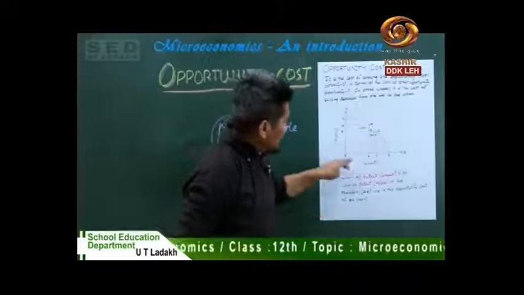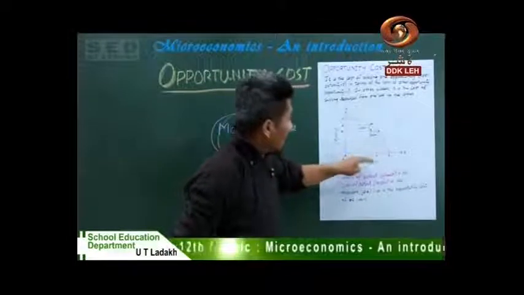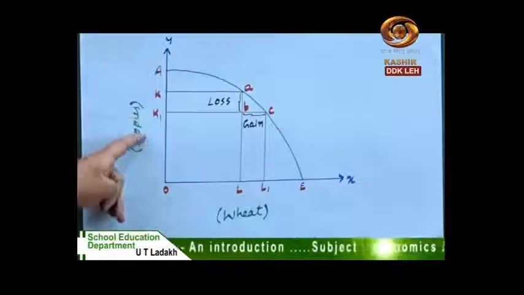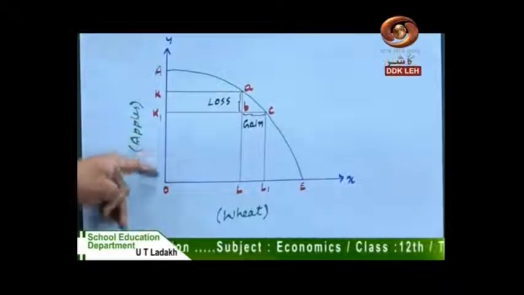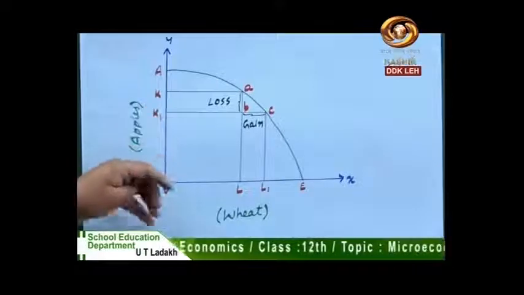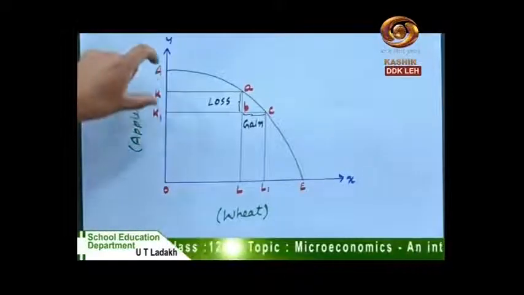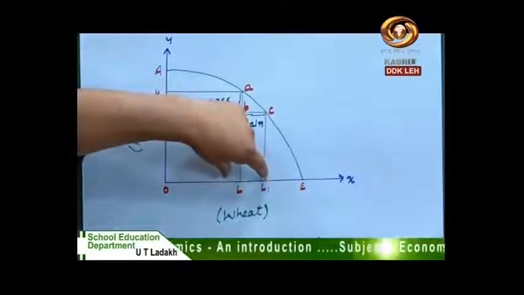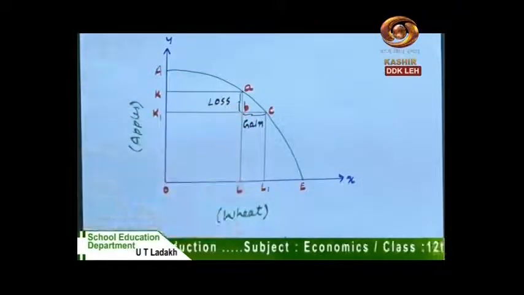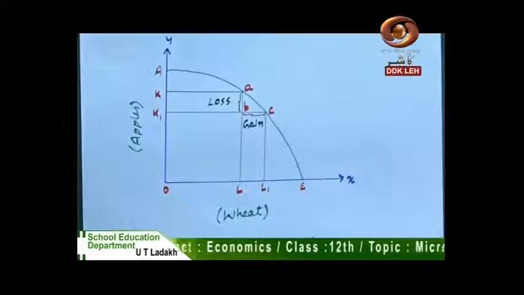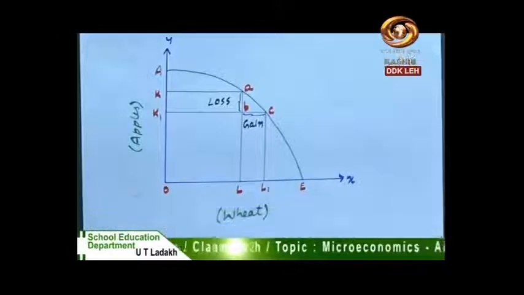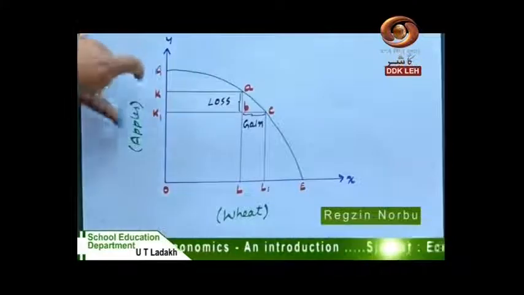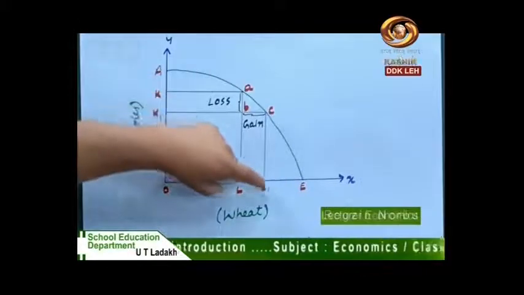With the increase in the production of wheat, I have to reduce the production of apples, that is from OK to OK1. I have to reduce this much amount of apple production to produce this much amount of wheat. Because my resources are limited and I cannot produce both goods together. So I have to sacrifice this much to increase this much.